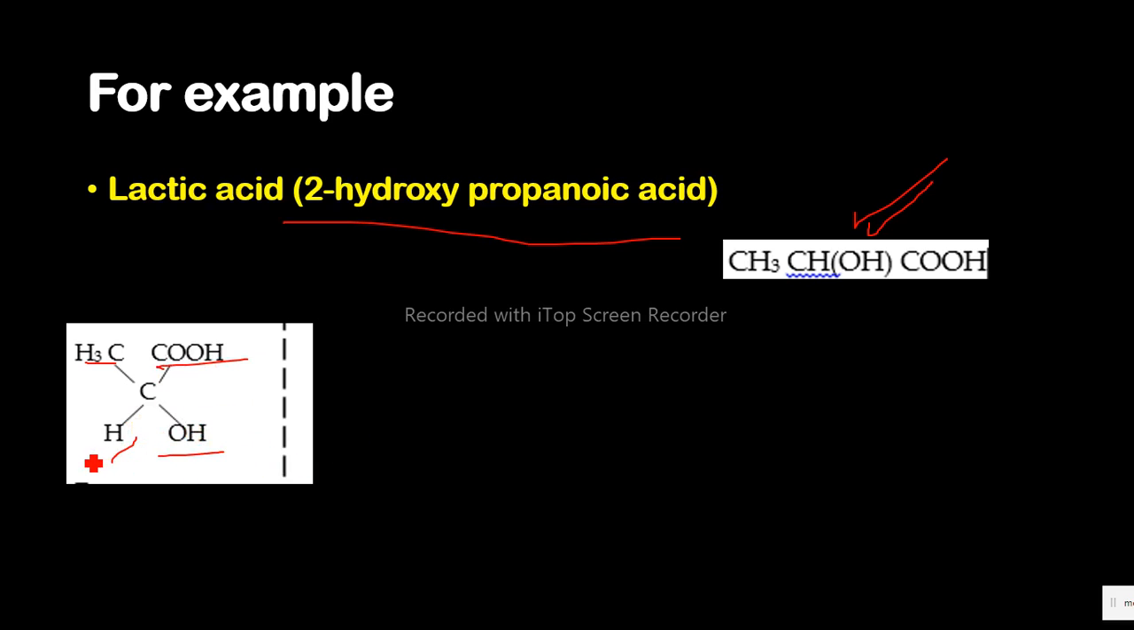Now, if I take the mirror image of this lactic acid, just get the mirror and insert it here. Can you write the mirror image? Try to write the mirror image. Maybe let me give you a few seconds. Get the mirror and put it here and write the mirror image of this. Let's hurry up.